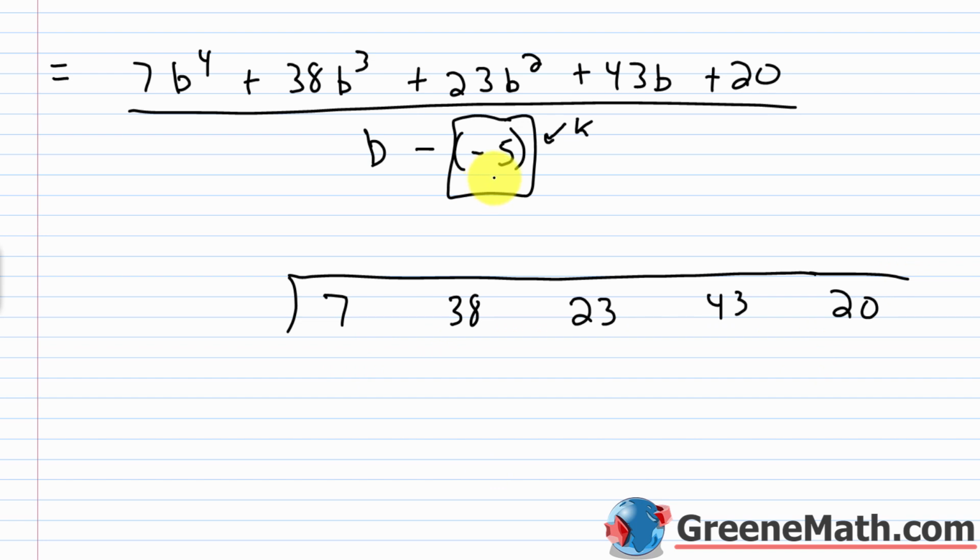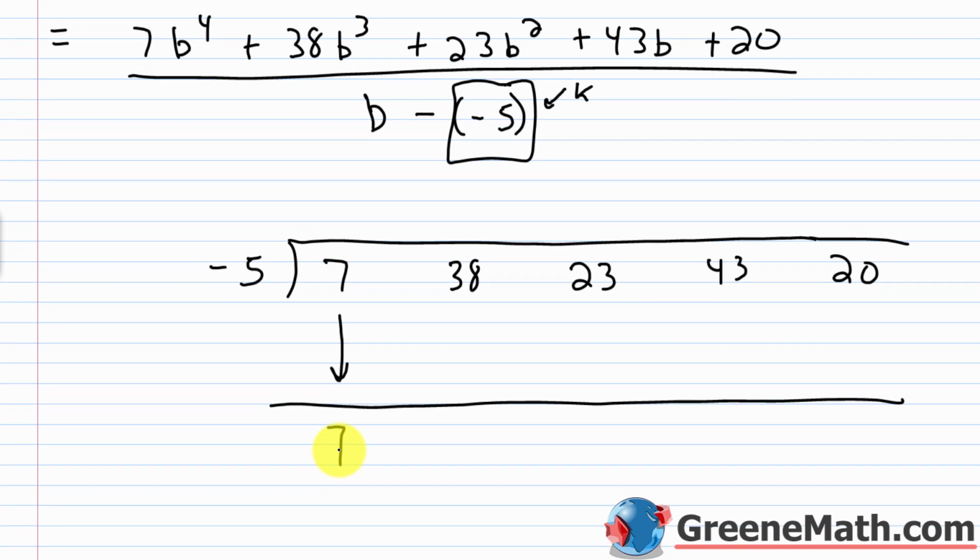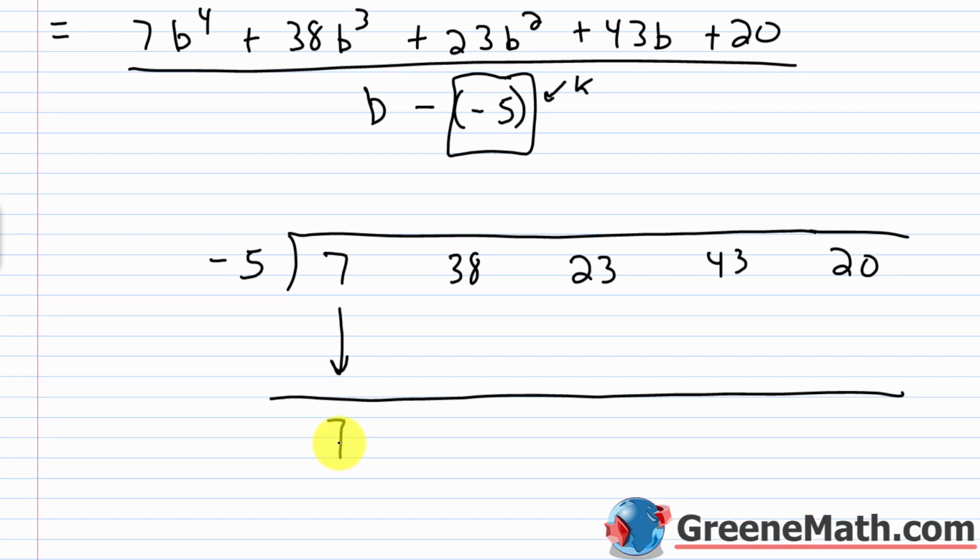And again, my k is negative 5 here. So I'm going to put that over here. So this is negative 5. And I'm going to make my little bar here. I'm going to drag this down, and we're going to begin. And remember, multiply, then add. Multiply, then add. You keep doing that until you get to the end. Negative 5 times 7 is negative 35. 38 plus negative 35 is 3. Negative 5 times 3 is negative 15. 23 plus negative 15 is 8. Negative 5 times 8 is negative 40. 43 plus negative 40 is 3. Negative 5 times 3 is negative 15. And then 20 plus negative 15 is 5.